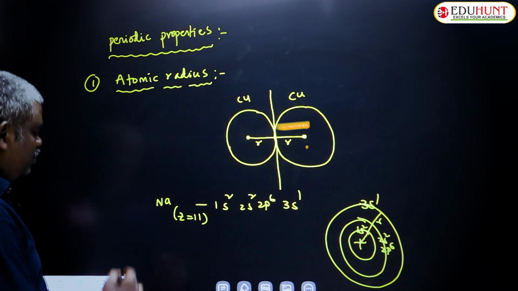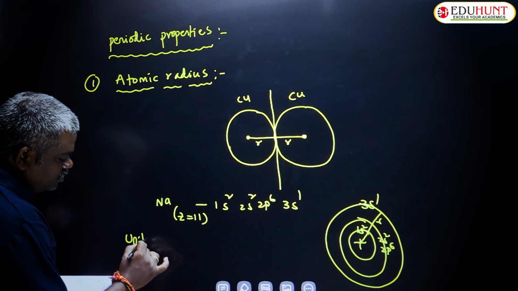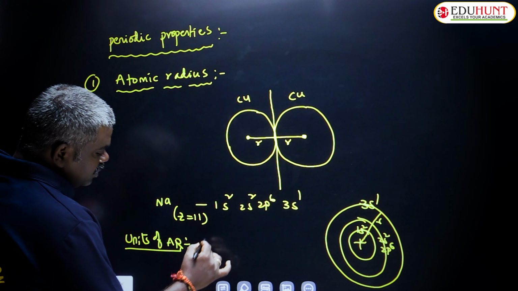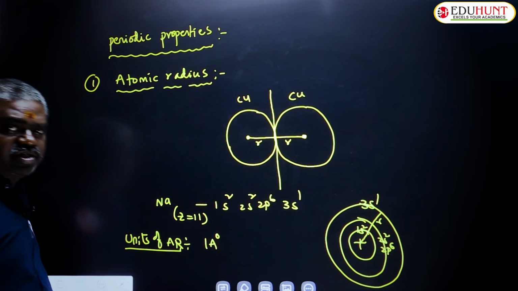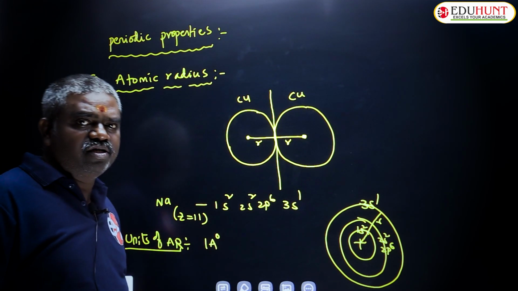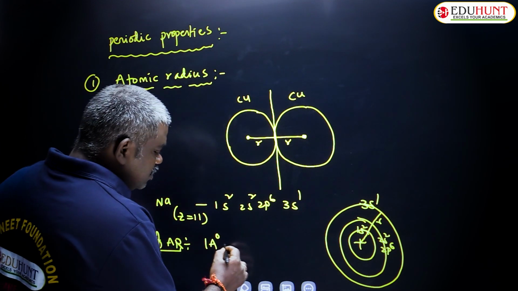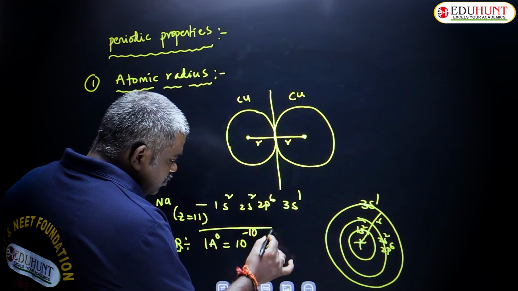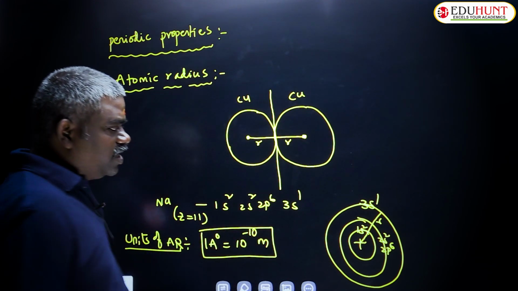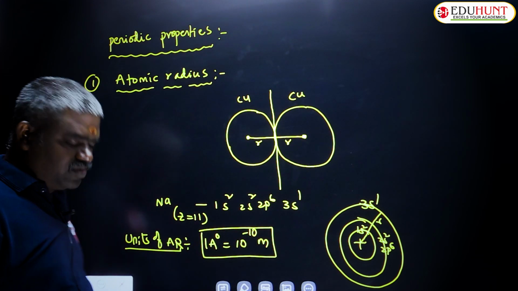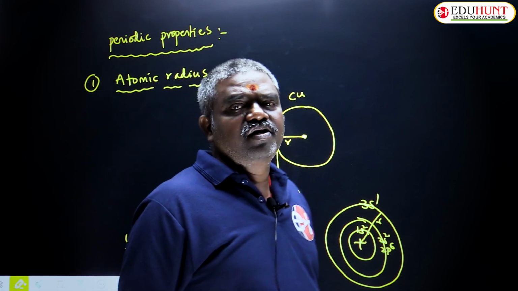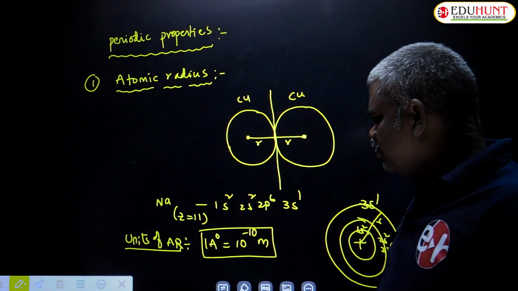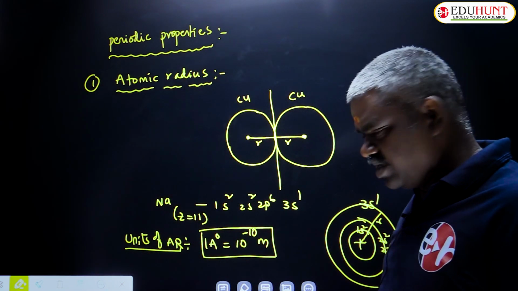Another important point, what are the units of atomic radius? The unit of atomic radius is the angstrom. Because it is very small, it is expressed in angstroms. 1 angstrom is equal to 10 power minus 10 meters. The atomic radius of an atom is explained in angstroms. Understood? This is about atomic radius.